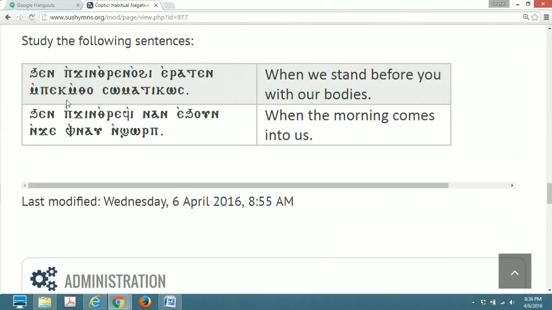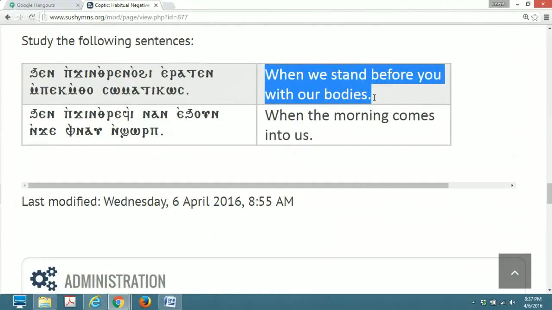in pekemtho. So this is like the presence. In pekemtho, it means in your presence. Somatikos, it's a Greek word relating to soma, meaning body. So in the causing of us to stand on foot in your presence, fleshly, or in the flesh. In other words, they kind of trim it down. We say, when we stand before you with our bodies.